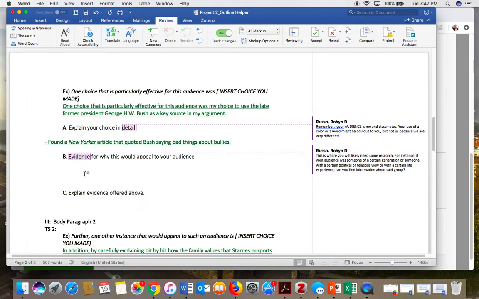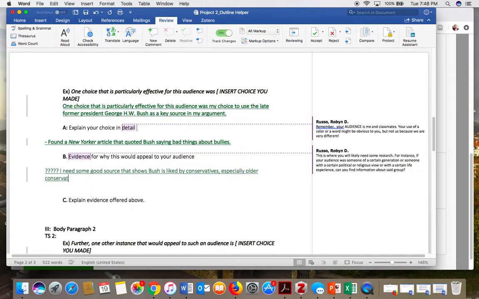So what I would need to do right here then is I need some good source that shows Bush is liked by conservatives, especially older conservative white men. And so that's where I'd probably need to go out and do some research.